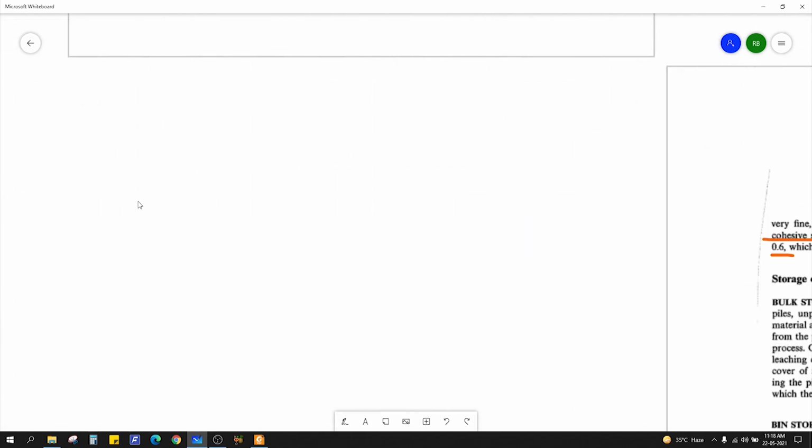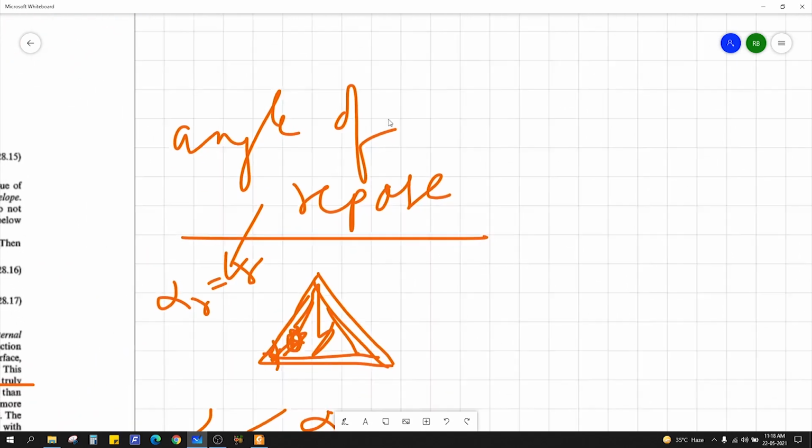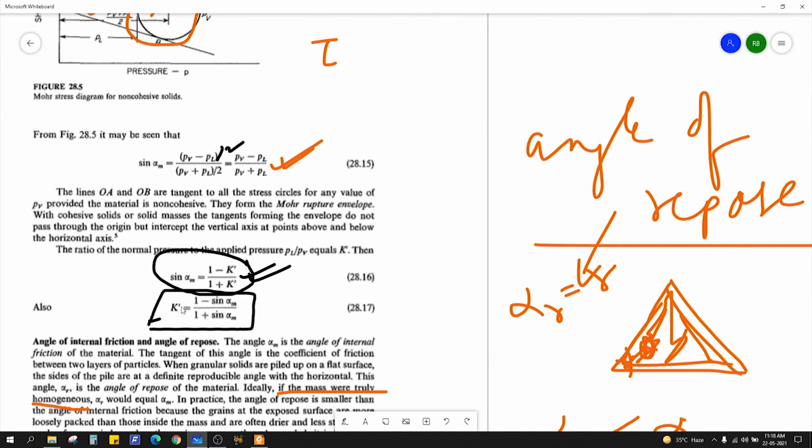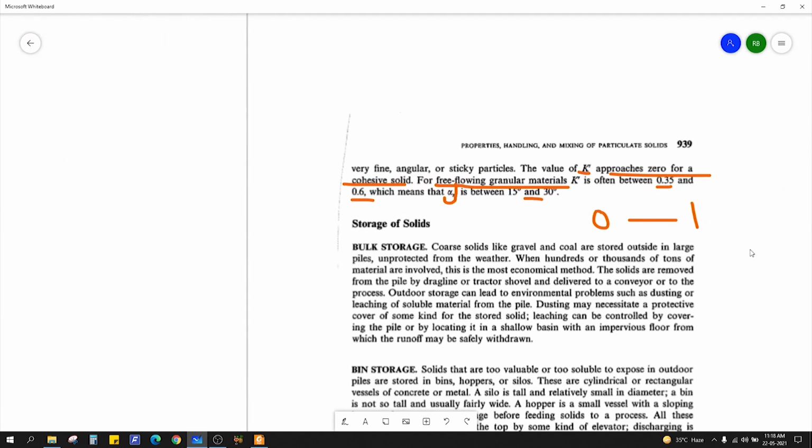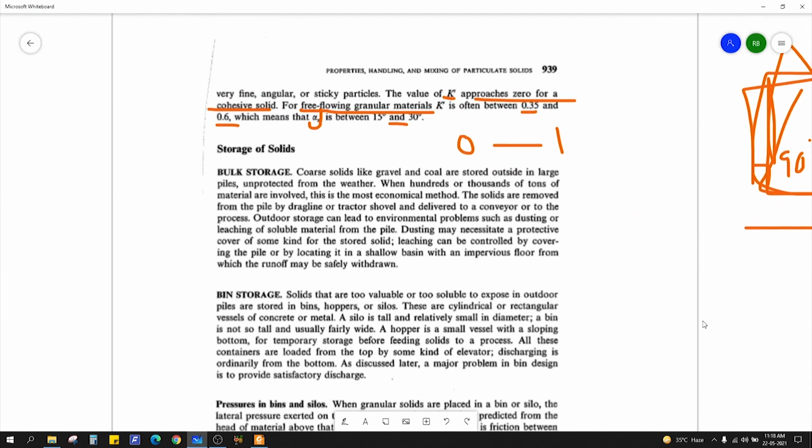You know the range of K dash values, right? The K dash range is from 0.35 to about 0.6. So if you put 0.35, then calculate alpha m, you'll get the alpha value as 15°. And if you put 0.6 for K dash and solve it for alpha, you'll get 30 degrees, right? So we have also found the range.